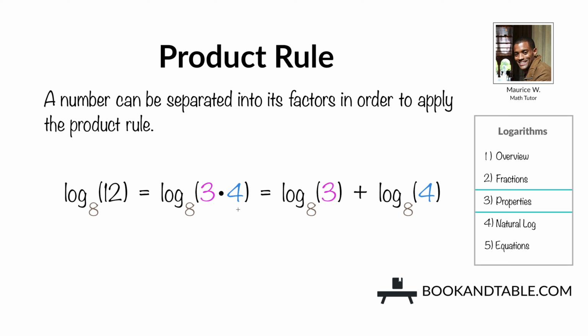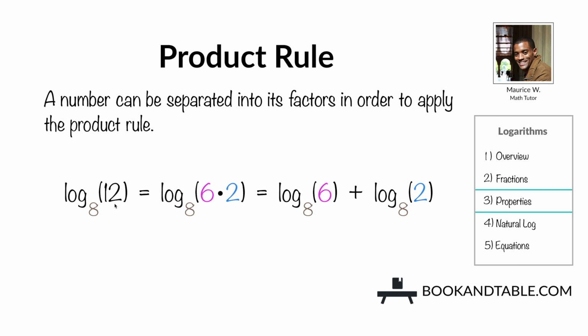As we just saw, we can use the product rule to separate this into log base 8 of 3 plus log base 8 of 4. So this is how we can use the product rule to separate a singular term by taking its argument and breaking it up into two factors, and then separating this argument that has two factors into a sum of logarithms of those two factors.